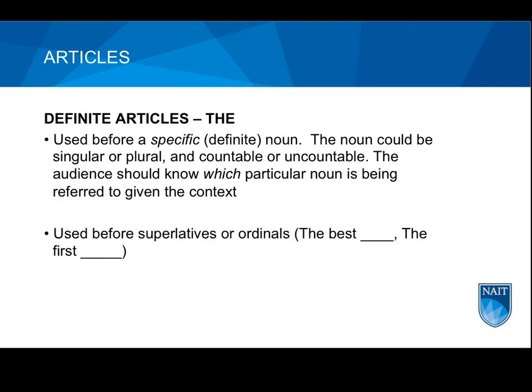Likewise, we do the same with ordinals. Ordinals are numbers like first, second, third, fourth. Generally, we will add the definite article the when we're describing ordinals. So the first book that I've read this month, the third movie I've seen this month. We rarely use a before an ordinal.